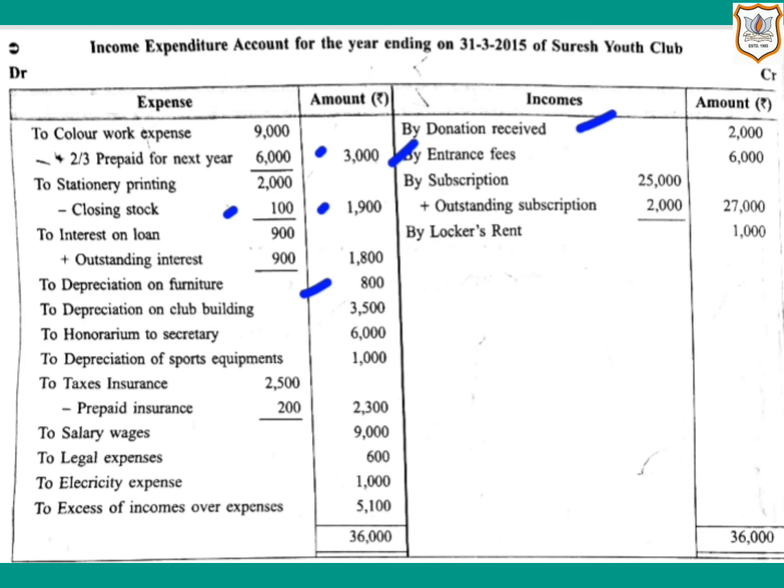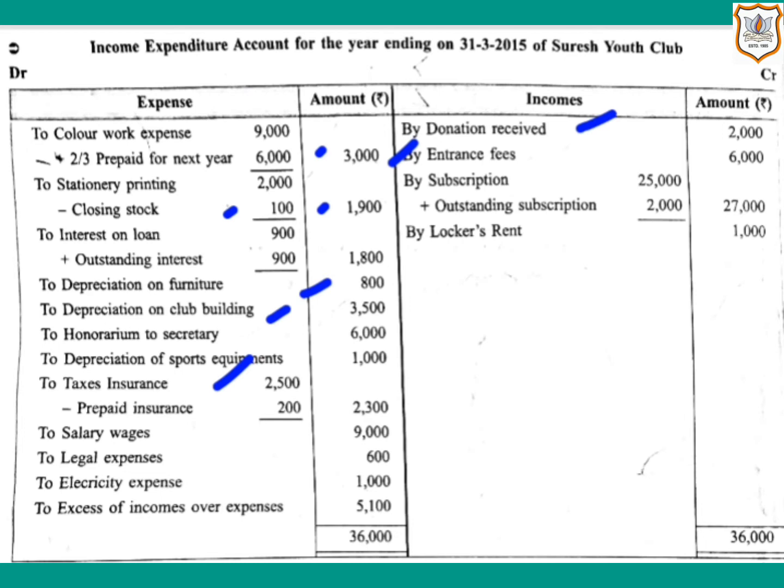Then depreciation on building will be disclosed. Amount of building is 35,000, and 10% of 35,000 is 3,500. Now next is life subscription. Life subscription is an income of capital nature. It will not be disclosed here. Then tax and insurance is given. Here it will be disclosed in the expense column. Amount is 2,500, and we have a related adjustment regarding this.